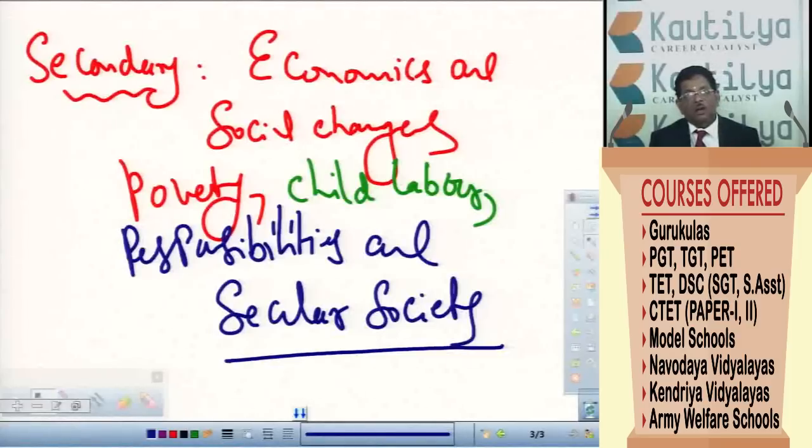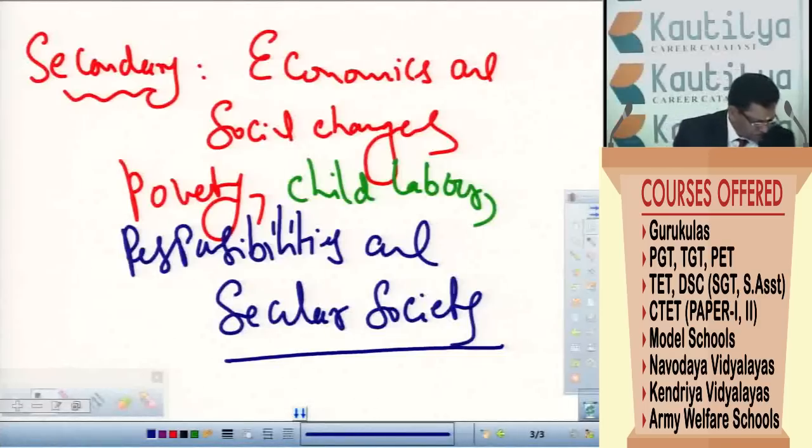So these are the important recommendations of NCF 2005. How and what type of concepts are to be taught at various levels, right from primary stage to the secondary stage in high school curriculum.